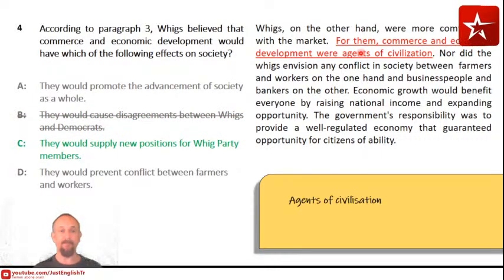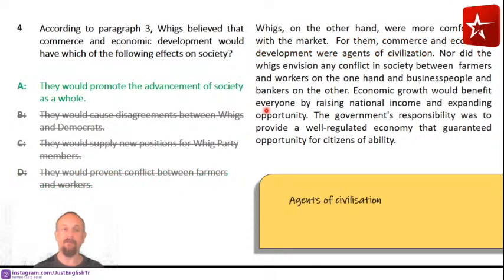We move on to C. They would supply new positions for Whig Party members. Again, supply new positions becomes our focus, and we've got Whig Party members. And again, neither of these keywords are actually in, oh, okay, the paragraph's about the Whigs. We could argue Whigs, but we couldn't argue new positions. D, they would prevent conflict between farmers and workers. Again, we don't have this comparison between two people, X between X and Y. It's absent from here. So D is incorrect and A is actually our correct answer.